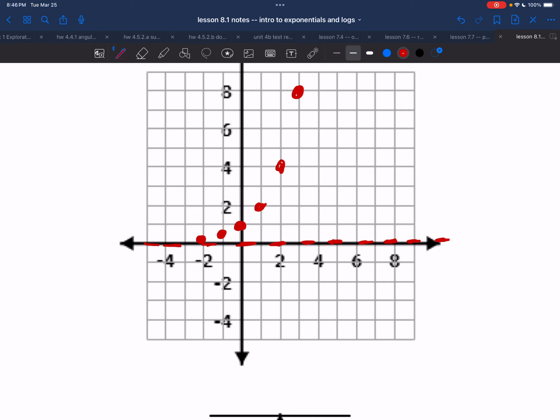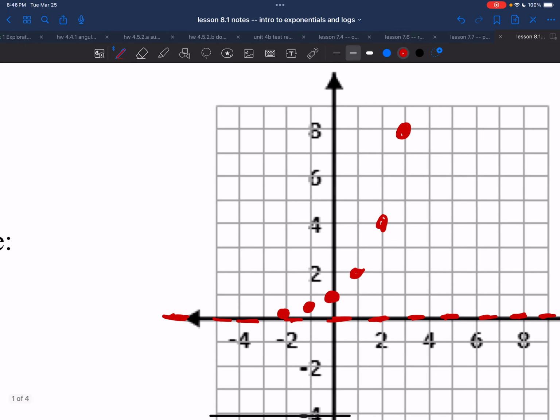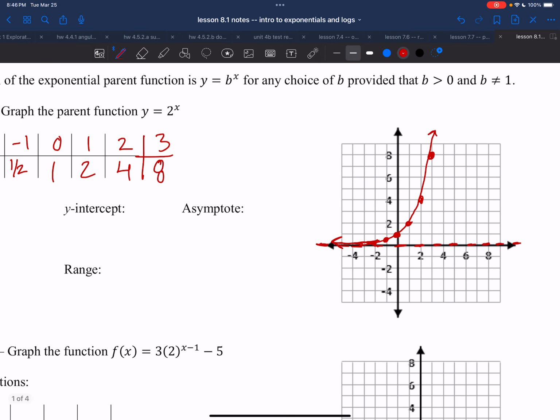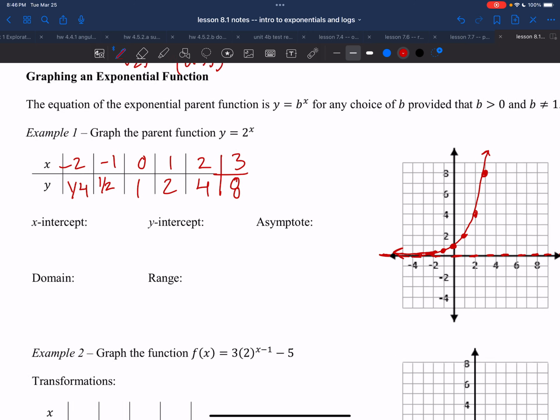Okay? And so I have this nice dotted line for my horizontal asymptote, and I'm going to smoothly, as much as I can on this iPad, connect the points like that. Okay? And that is my basic parent function. Good to know the basic features because we do transformations on those.